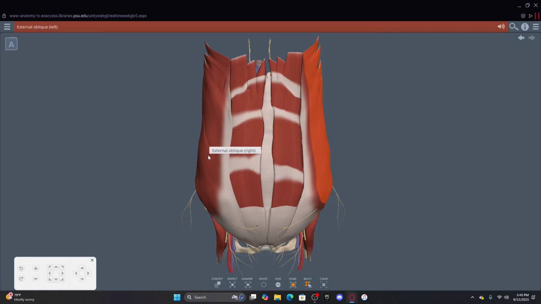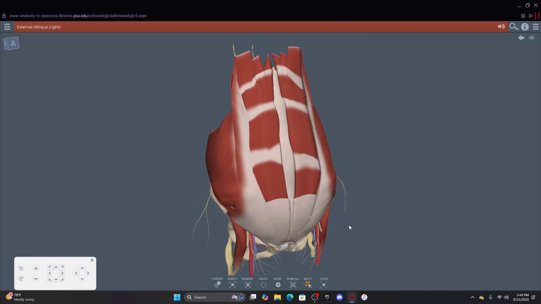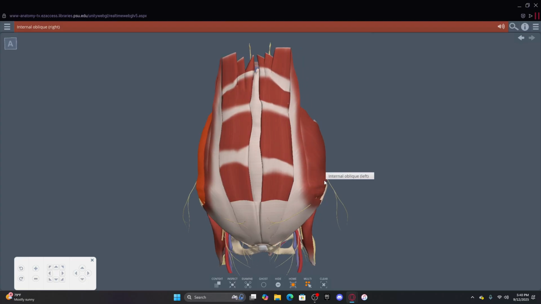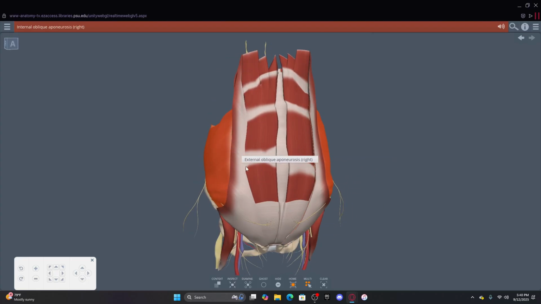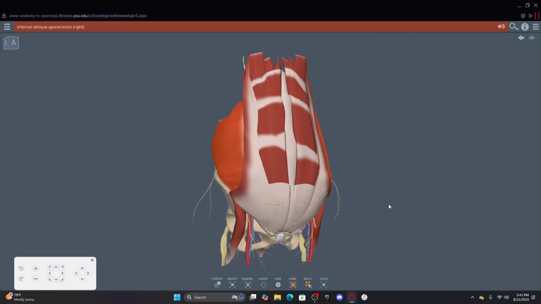So, external oblique. And once we remove external oblique, we can see internal oblique, right? Internal oblique has those striation patterns that are moving more medially, so moving towards the midline of the body. So, internal oblique.